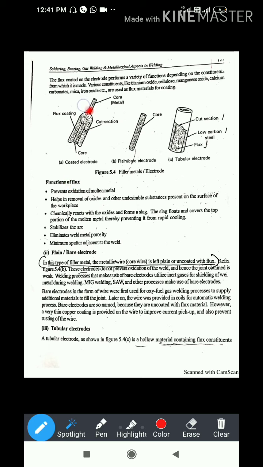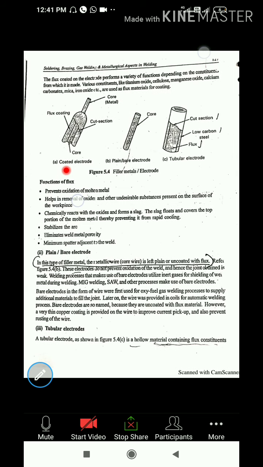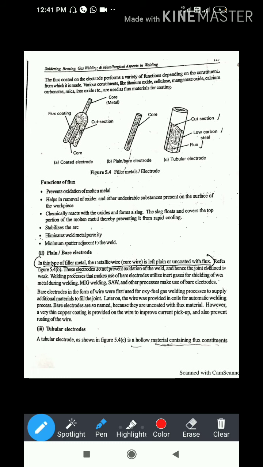Then afterwards, due to the generation of heat to an extreme level, this core metal also starts to melt. So this core metal works like a filler material in both the workpieces. Do you understand? This core metal works like a filler material, and this flux is used for sheltering and removing the gases. Now you can see the functions of the flux at the bottom.